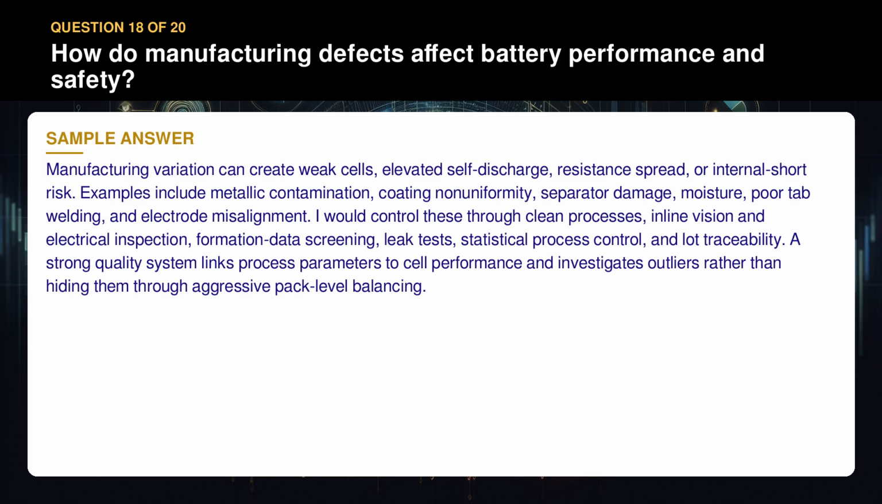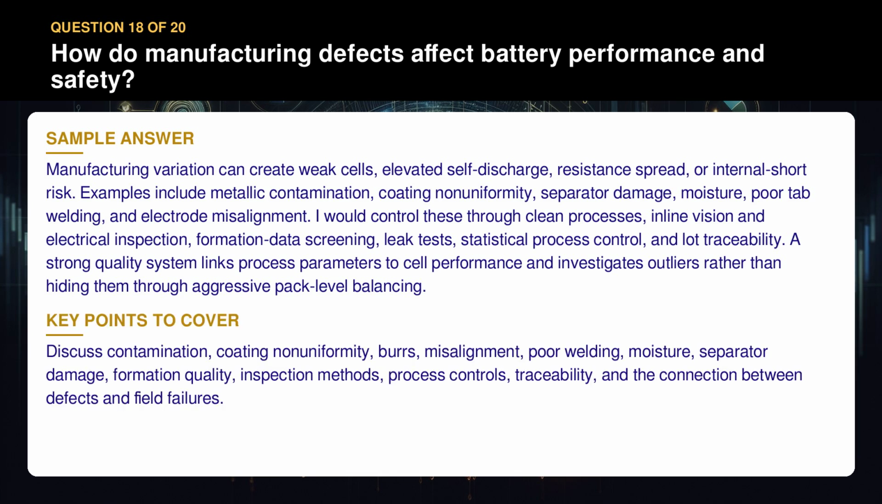through aggressive pack-level balancing. Discuss contamination, coating non-uniformity, burrs, misalignment, poor welding, moisture, separator damage, formation quality, inspection methods, process controls, traceability, and the connection between defects and field failures.